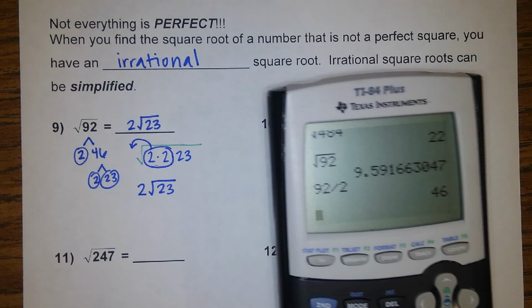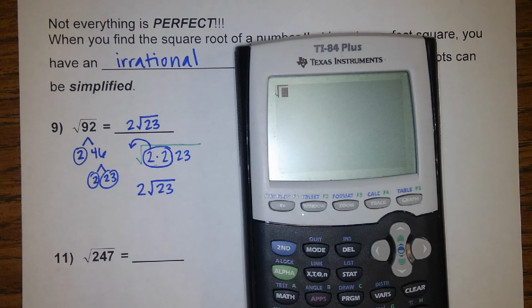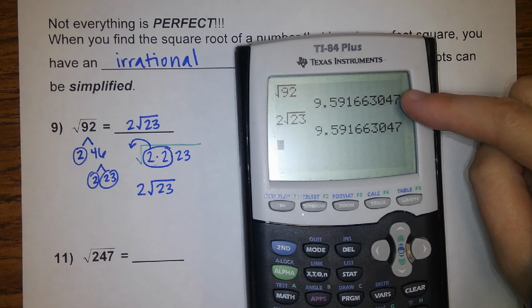And what you guys can see on here is if we have the square root of 92, we have 9.59166, and so on. But if you have 2 times the square root of 23, we should get the exact same answer, because 2 square root of 23 is just the square root of 92 simplified. All right?